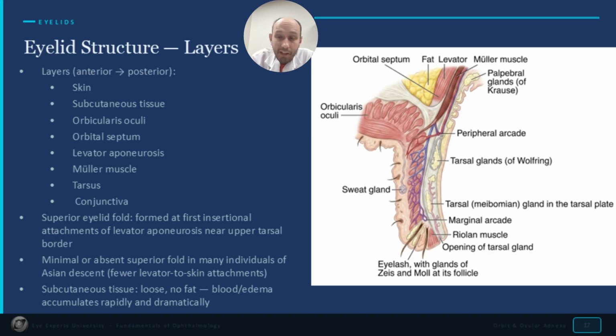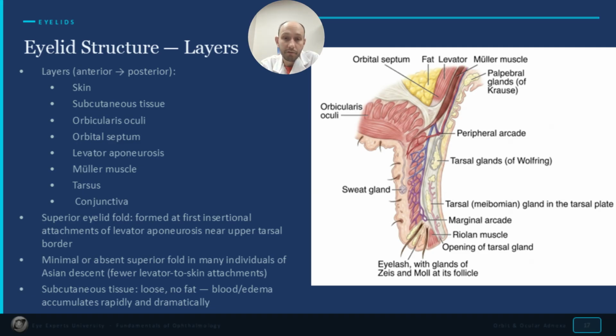Behind the septum, we have the levator aponeurosis. This is why when we do our levator surgeries, we have to open up the septum to get to the levator. Behind the levator is the Müller muscle. Behind that sits the tarsal plate, or you just get the tarsal plate depending on how deep you are. And then you have the conjunctiva on the inside.